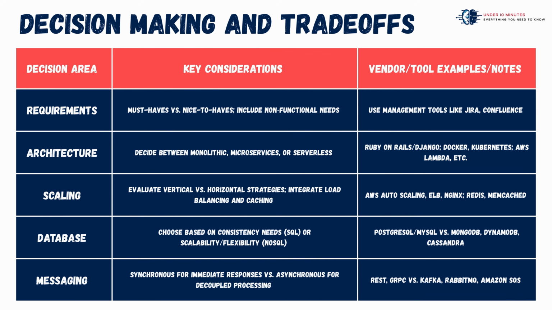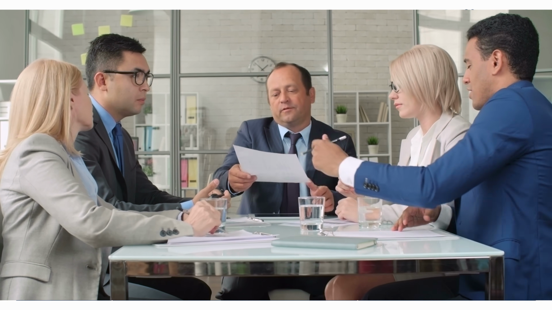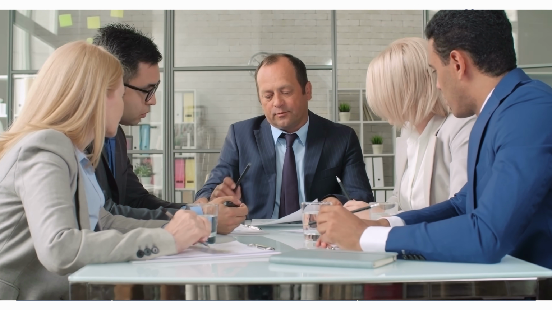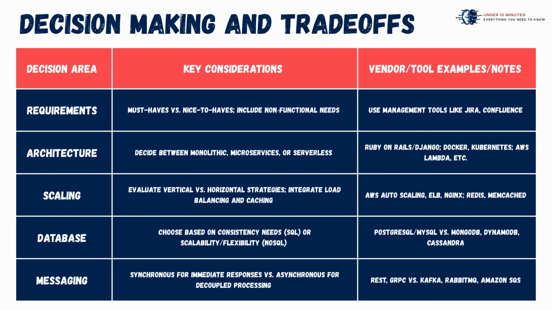System design is ultimately about strategic choice making, and every decision, a monolithic versus microservices approach, SQL versus NoSQL databases, synchronous versus asynchronous messaging, requires careful consideration of cost, complexity, and future scale. Think of it as building a decision tree. Revisit your original requirements at every branch and ask what's the best fit for our users, team, and roadmap.